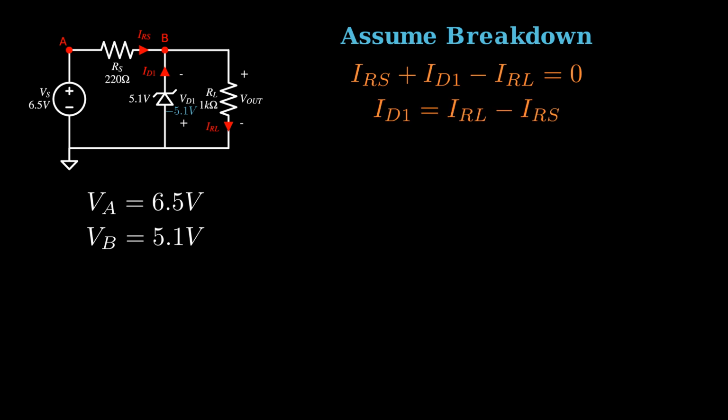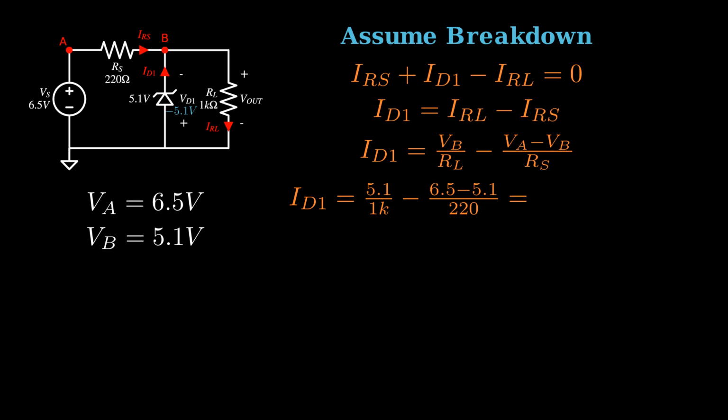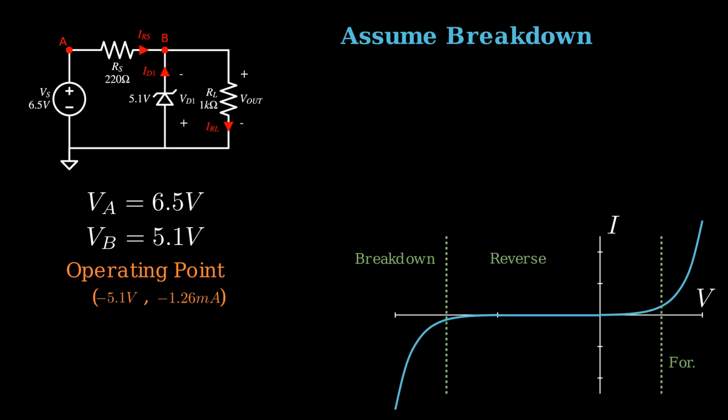Solving the KCL for the diode current gives us this, which we rewrite in terms of the node voltages, plug in numerical values, and calculate a solution. Notice that this current is dependent on the load, and therefore the validity of the assumption will depend on the load resistance. We now have the operating point. Looking at the VI curve, we see the operating point is feasible for the breakdown region of the diode. This means, under these conditions, the assumption is valid.